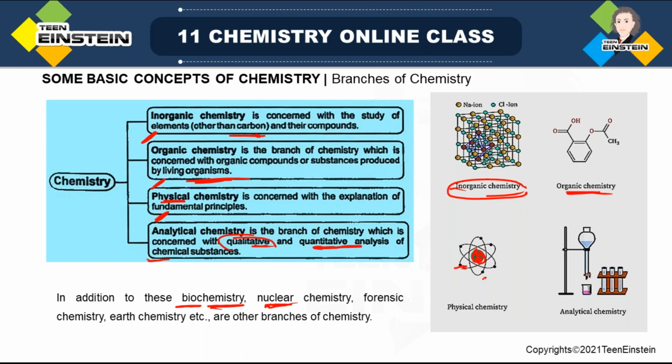Then forensic chemistry, art chemistry, etc. These are other branches. Fine. So here we have some basic idea about the branches of chemistry.